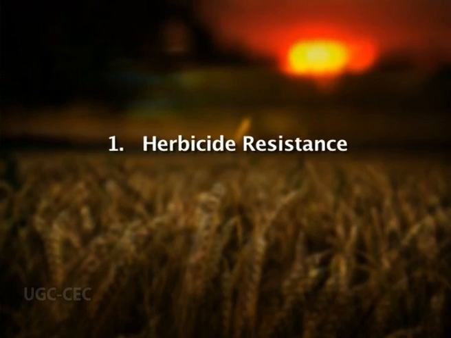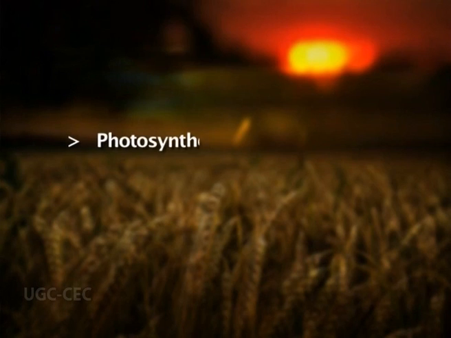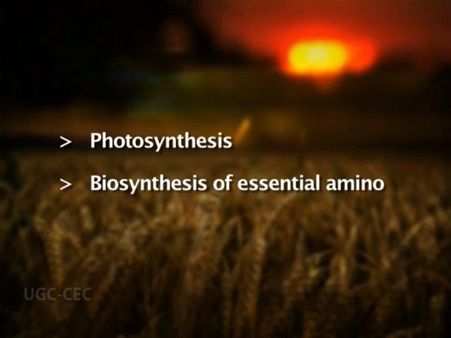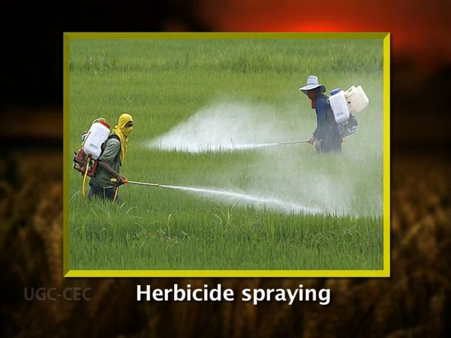Some of the most important applications and achievements in transgenic technology are discussed here. Number 1, herbicide resistance. Herbicides normally affect processes like photosynthesis, biosynthesis of essential amino acids, and other processes. Millions of dollars are spent worldwide on use of herbicides for controlling weeds. However, these herbicides not only kill the weeds but cause damage to the crop plants also. Development of transgenic plants resistant to certain herbicides was the first major achievement from genetic engineering in plants.